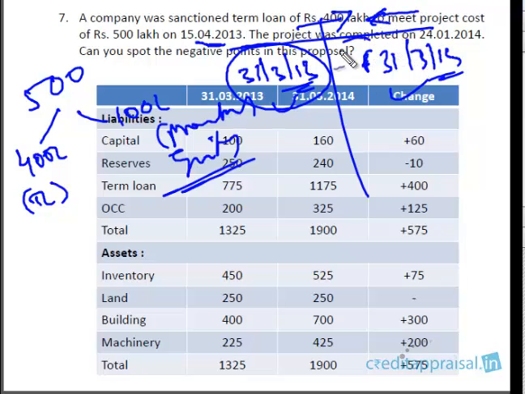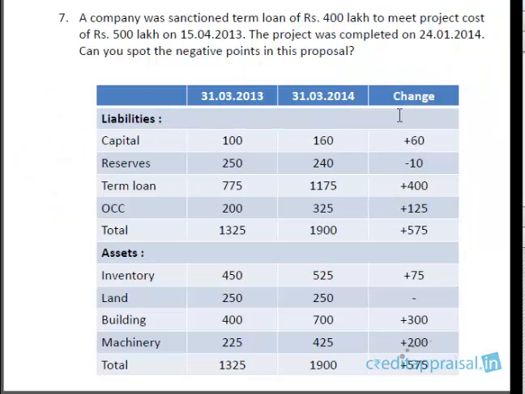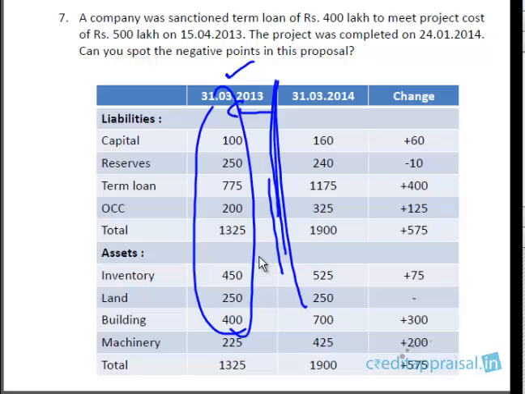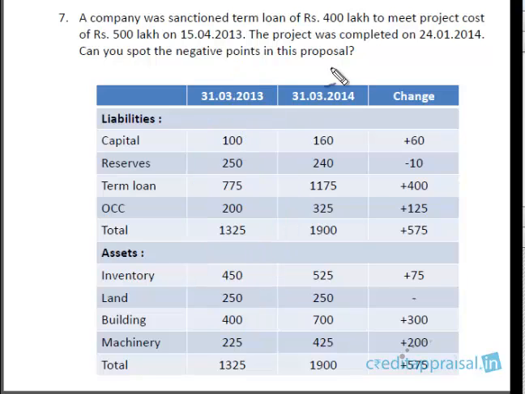So whatever entries we are going to consider, the fixed assets, term loan, everything is going to happen in this balance sheet period. So let us see. Here we are given the balance sheets for the 2 years, right? So this is the 31/3/2013 balance sheet. Here the loan was not yet sanctioned. So this is the position before the loan was sanctioned. And then 31/3/2014, this is the position. And the change is given. So here the question is, can you spot the negative points in this proposal?